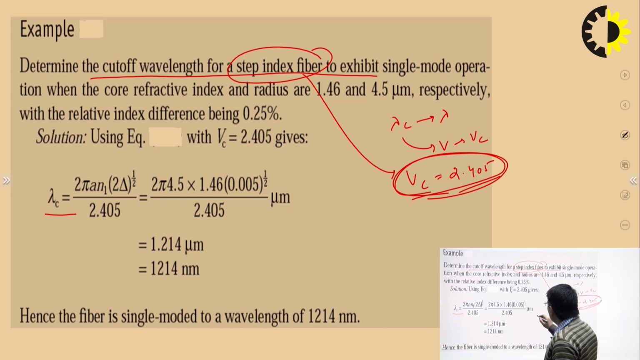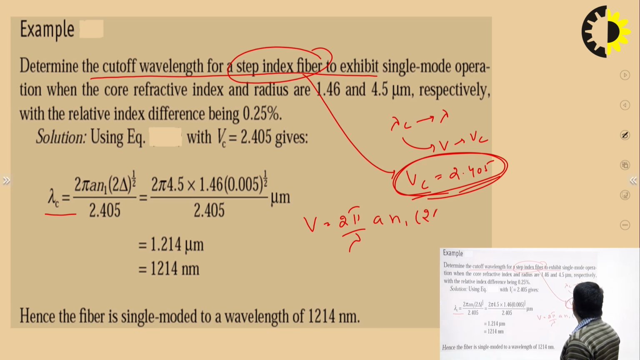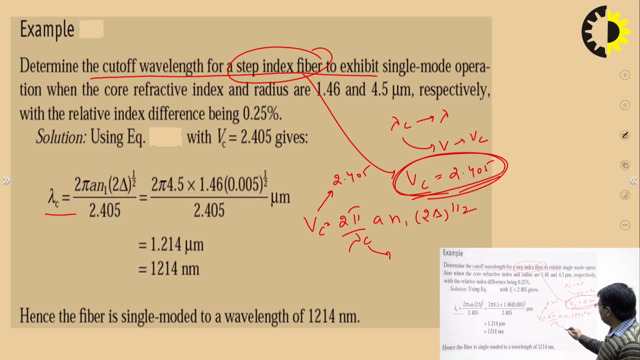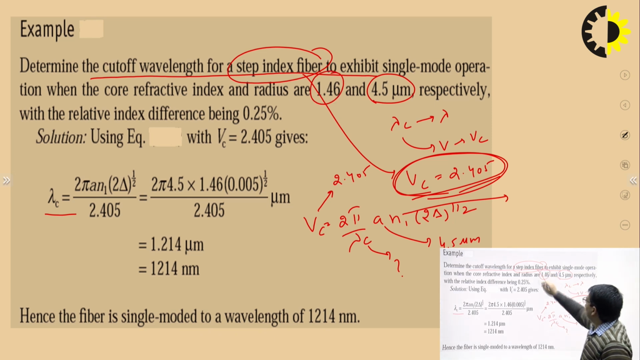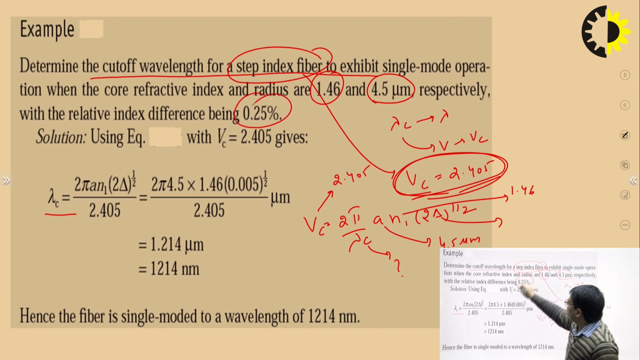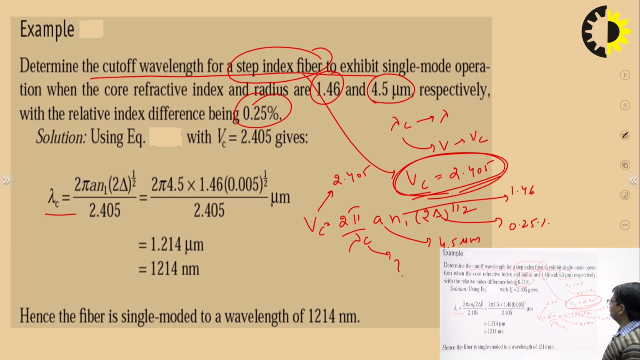So using the simple formula, V equal to 2 pi by lambda a n1 into 2 delta power 1 by 2, we simply have to take lambda equal to lambda c and V becomes Vc. So take Vc as 2.405, lambda c we have to calculate. A is the radius, already given as 4.5 micrometer. Then n1 is given as 1.46. Then delta is given as 0.25%. So putting all these values, we can compute the value of this cutoff wavelength.